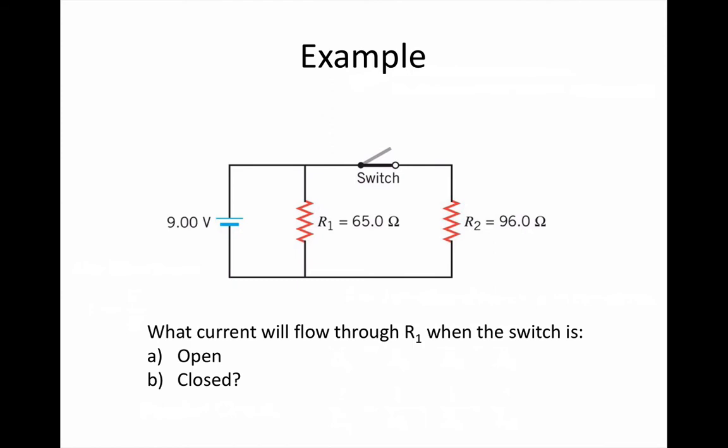Let's start by looking at quite a simple example. We want to know what current will flow through R1 when the switch is firstly open and secondly closed.